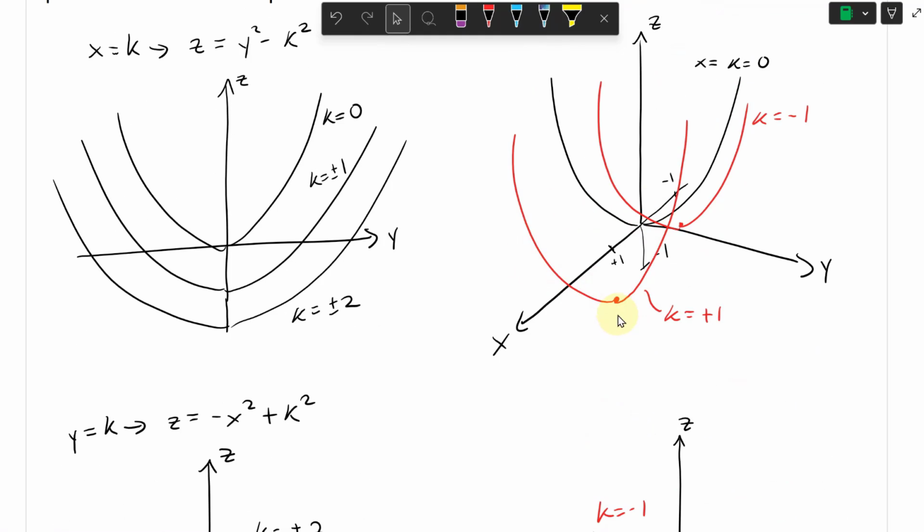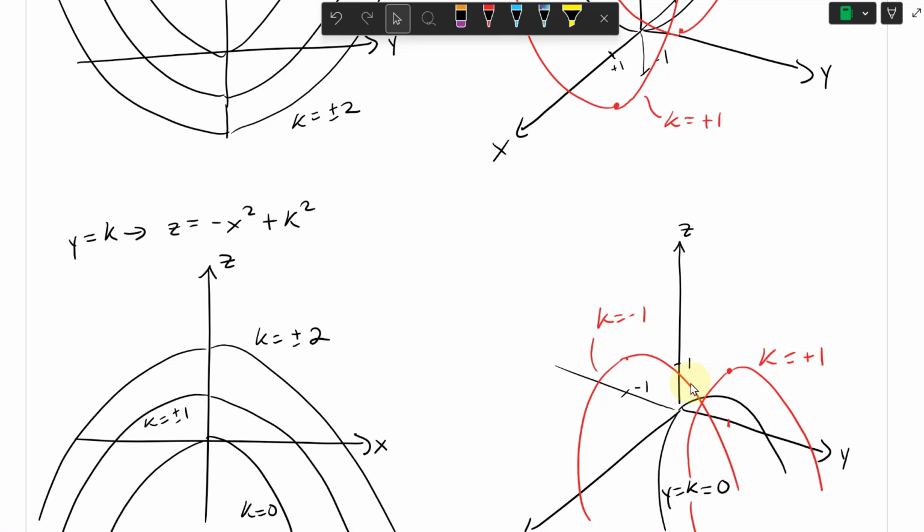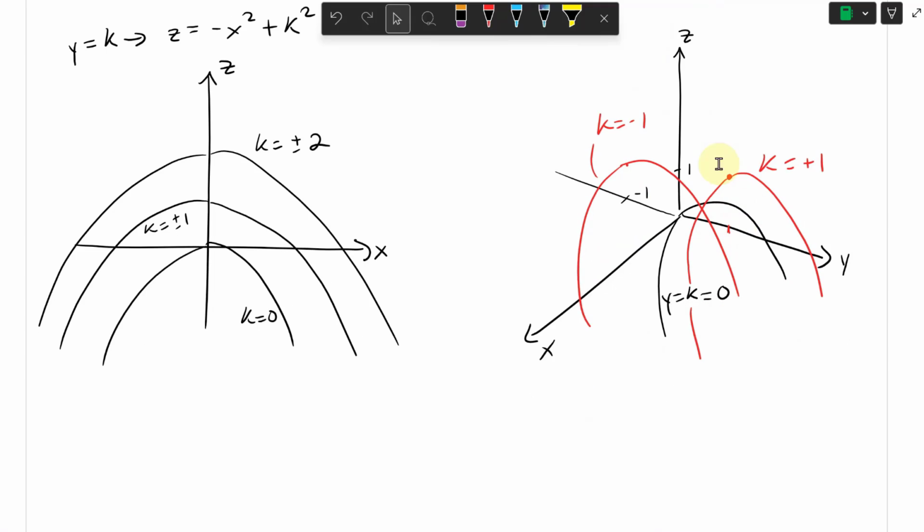So this one goes like that and goes down. This side goes like this somehow. And this one goes down and up like that on that side.